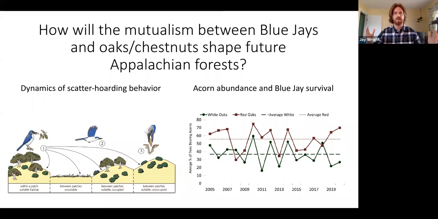The big overarching question is how this mutualism that I talked about between blue jays and oaks and chestnuts can shape the future of Appalachian forests, particularly in Ohio, where I'm carrying out my research. The two ways that I'm looking at this are through researching the scatter hoarding behavior itself and the different aspects of that, and then also looking at blue jay population changes and survival and seeing how that's related to acorn abundance.